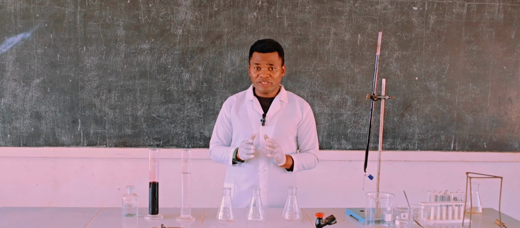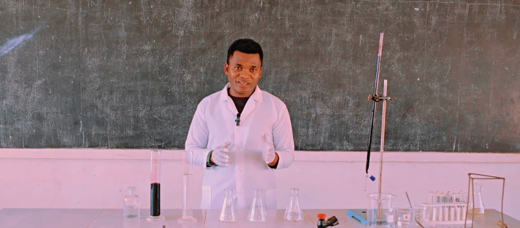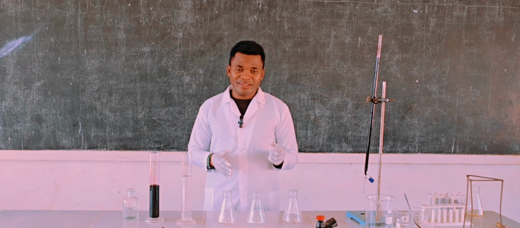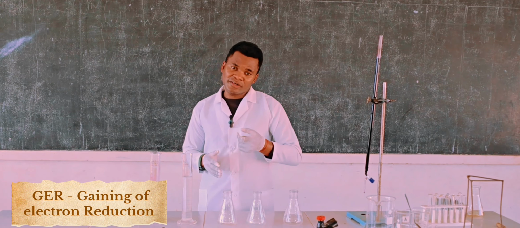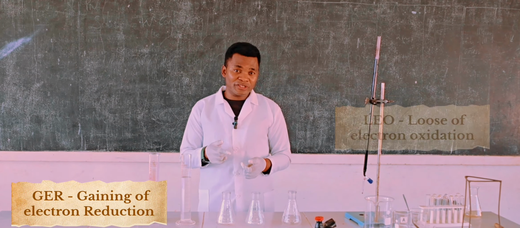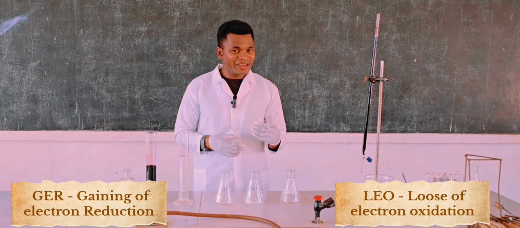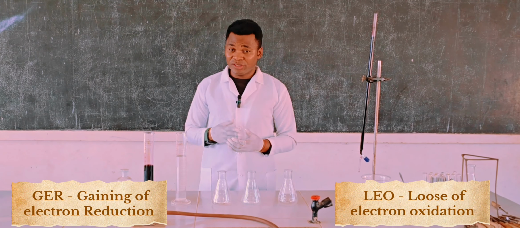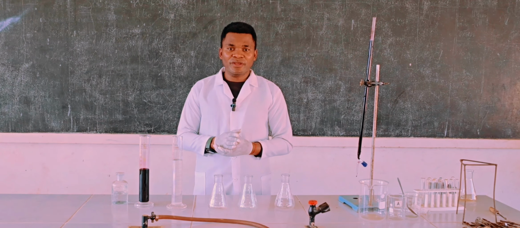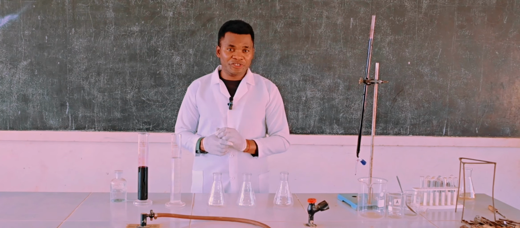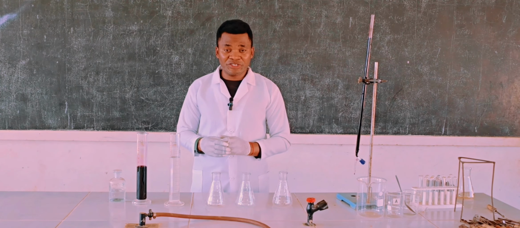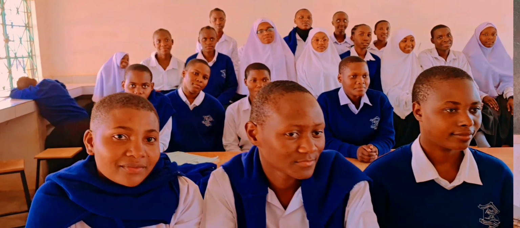If you forget this, just remember the acronyms GEL and LEO. GEL means gaining of electrons, it is reduction, while LEO means loss of electrons, it is oxidation. Also, oxidation means gaining of oxygen, while in reduction you lose oxygen. This can be balanced by using half ionic equations, and today I'm going to show you how to balance these reactions.